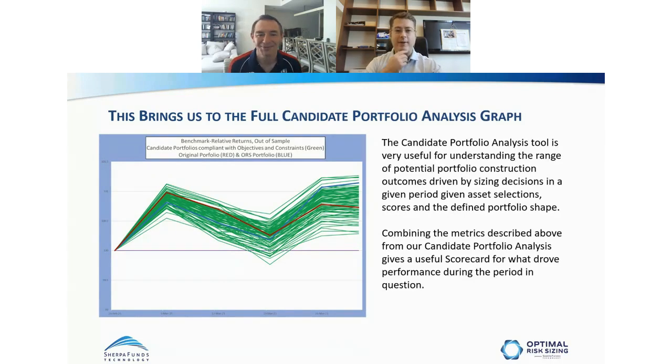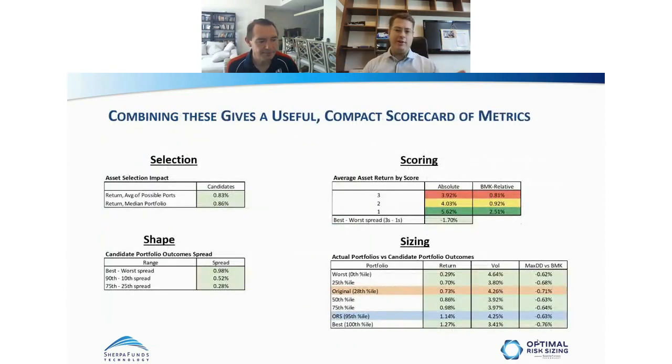Well, that segues into the other topic we want to talk about here, which is that if we're taking all of these metrics, all of these things that we've talked about, this gives a fairly clear scorecard. And you could go into a great degree more detail on every one of these. You could slice and dice selection 100 different ways. You could go into scoring at greater granularity. You could talk about the distribution of the assets within each score. Same thing with shape. You can talk more about the different risk metrics, or maybe you have a different risk metric. Maybe you care about a CVaR or something else. And then with sizing, you could go through and compare multiple different potential compositions.